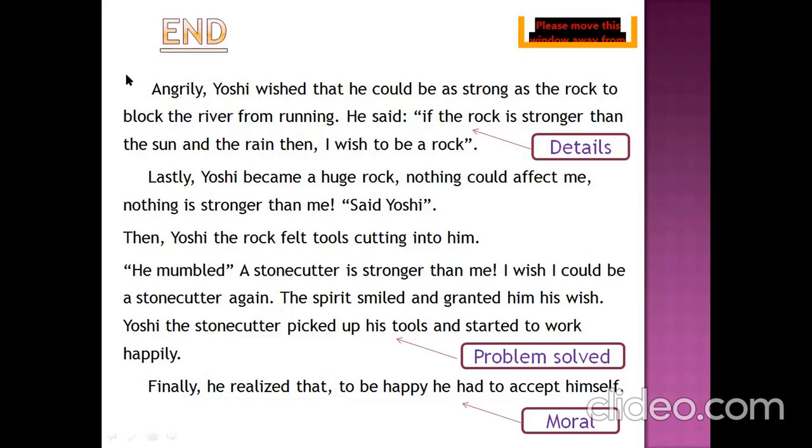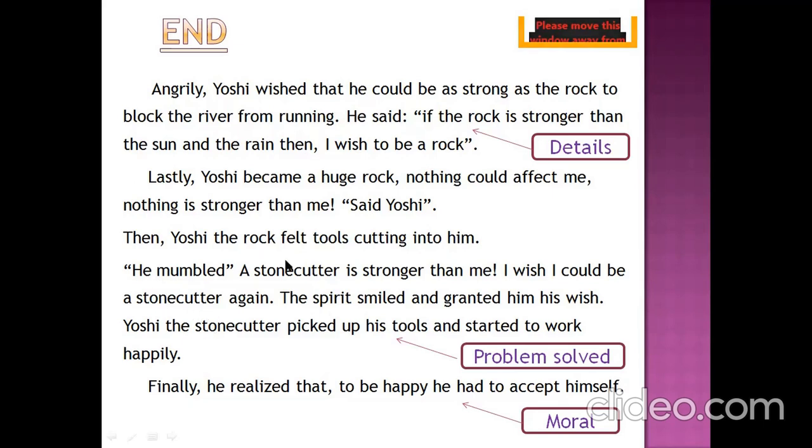So here, this is the last detail in the story. So this detail leads us to the end of the story. Because when he turned into a rock, he realized that the stone cutter was stronger than the rock. Because here he mumbled like he was talking to himself very softly and very quietly, in a soft voice. "A stone cutter is stronger than me? I wish I could be a stone cutter again."